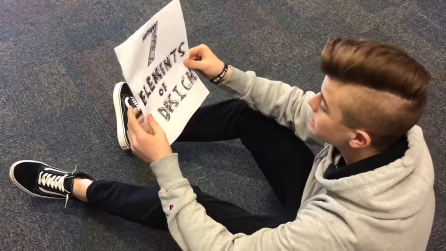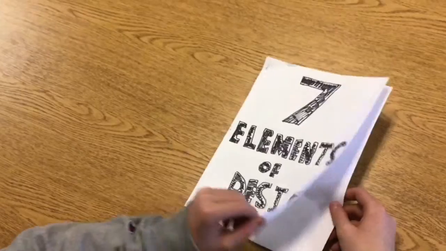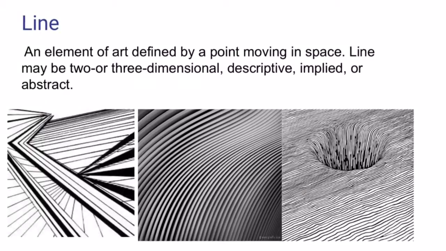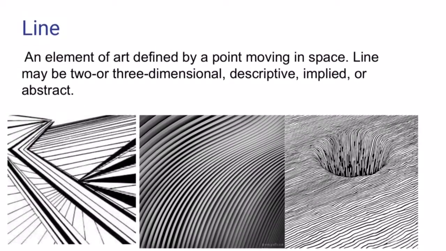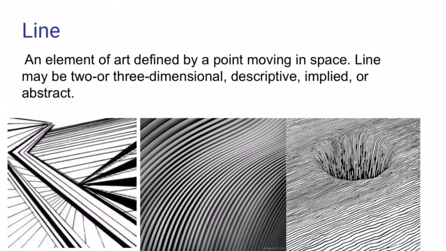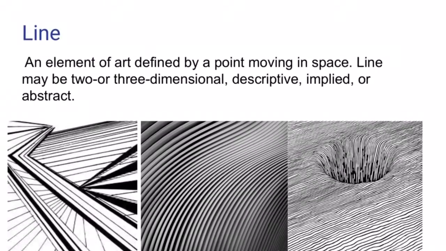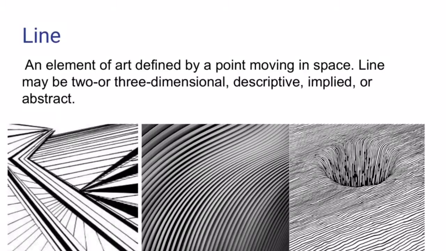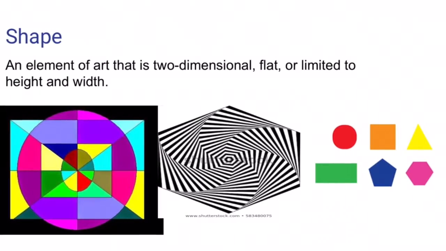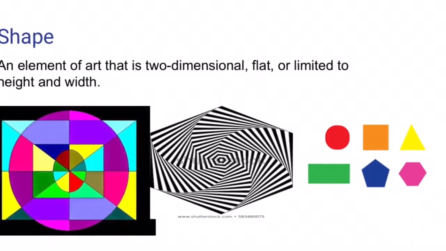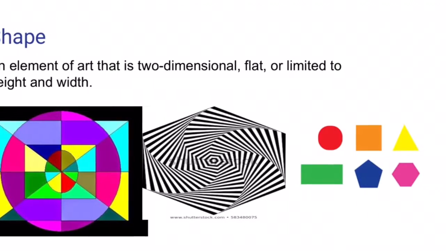The 7 Elements of Design book. Line: an element of art defined by a point moving in space. Line may be two or three dimensional, descriptive, implied, or abstract. Shape: an element of art that is two-dimensional, flat, or limited to height and width.